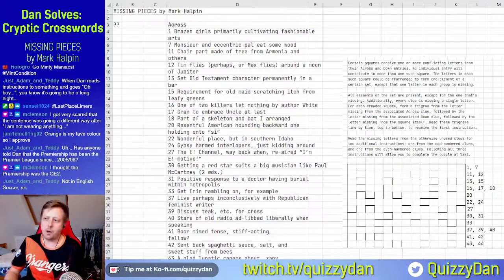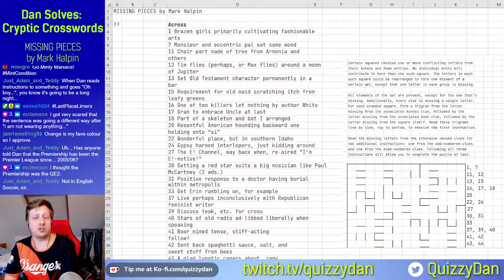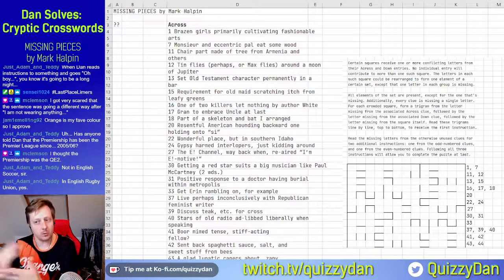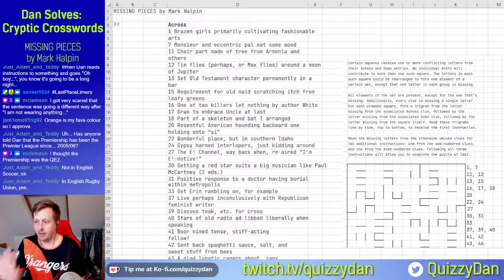Certain squares receive one or more conflicting letters from their across and down entries. No individual entry will contribute to more than one such square. The letters in each such square could be rearranged to form one element of a certain set, except that one letter in each group is missing. All elements of the set are present except for the one that's missing. Additionally, every clue is missing a single letter. Okay, every clue's missing a letter.